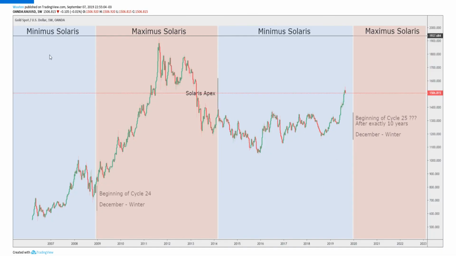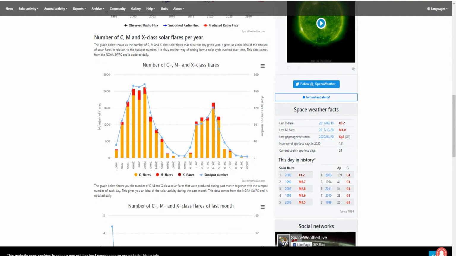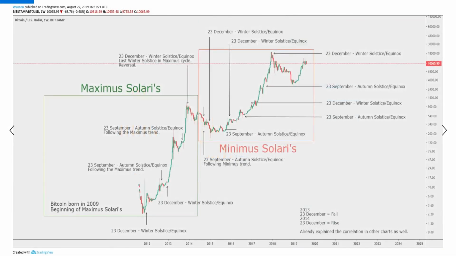And so as you guys can see here, this is the gold spot for Oanda. If you want more data, you can use the ICE chart, okay? And now let's take a look at crypto. Let me see if I have the chart. I have one, but it's a bit messy. It was the first one that I made. This one is for Bitcoin.